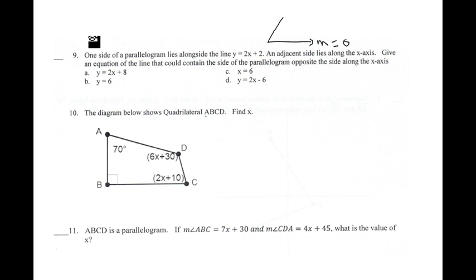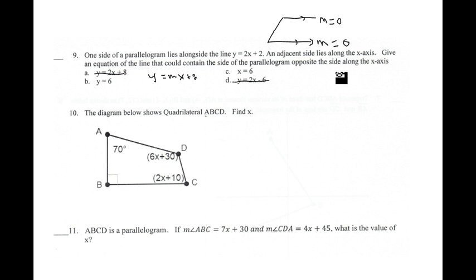Okay, so now they want you to find the equation of a line that could contain the side of a parallelogram that is opposite the side along the axis, which means they're looking for this one. This one has to be parallel to this one, so the slope of this one also has to equal 0. Well, let's look at our options. Here you have 2x plus 8, and if you remember your y equals mx plus b, that's telling you that the slope of this one is 2, so 2 is not 0. The same holds here, 2 is still not 0.